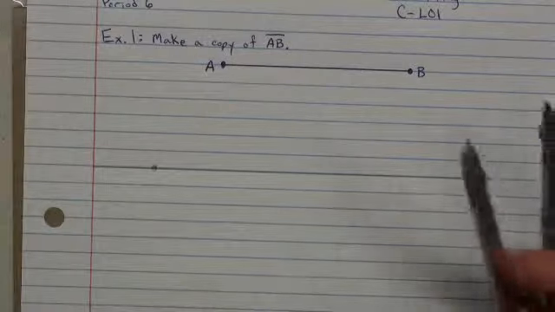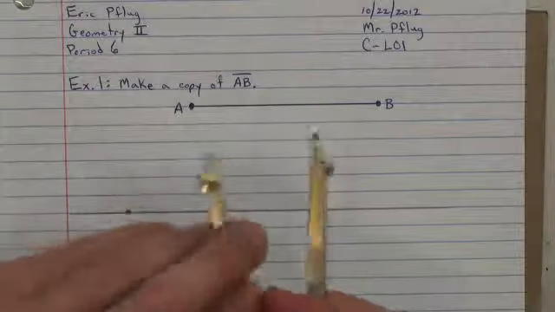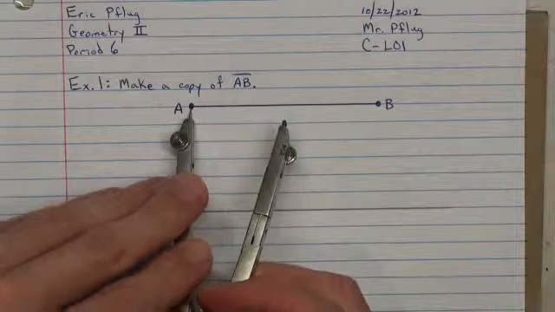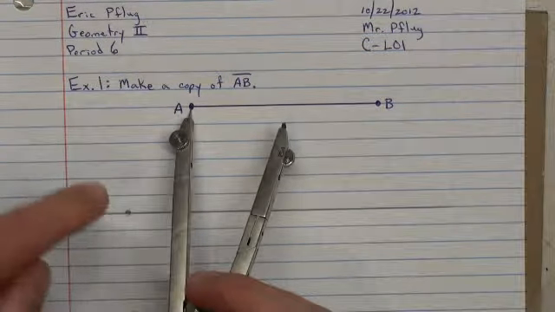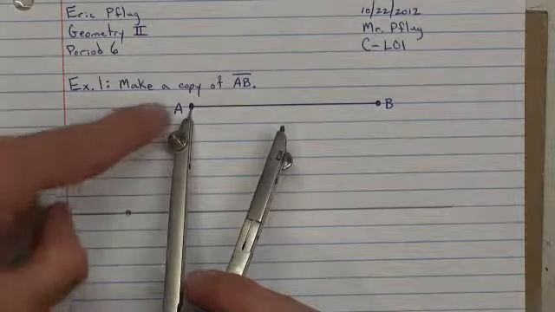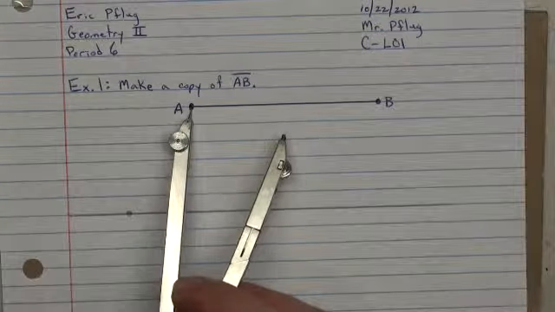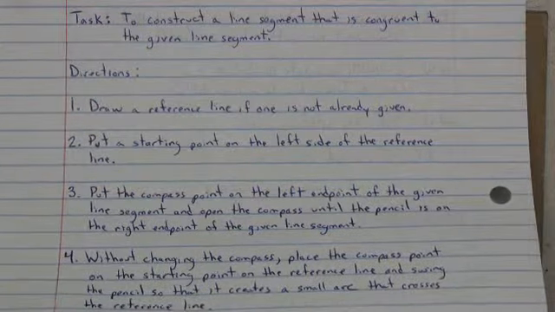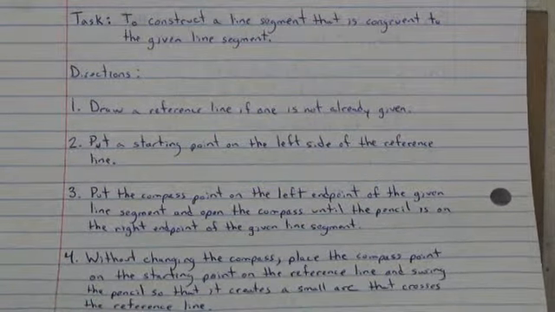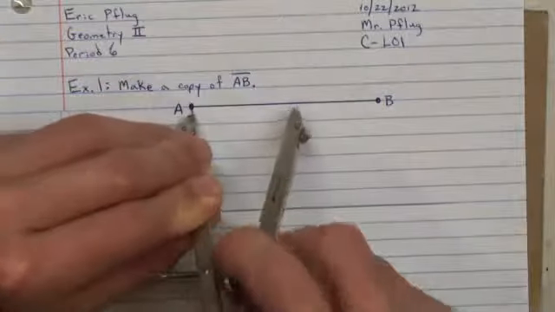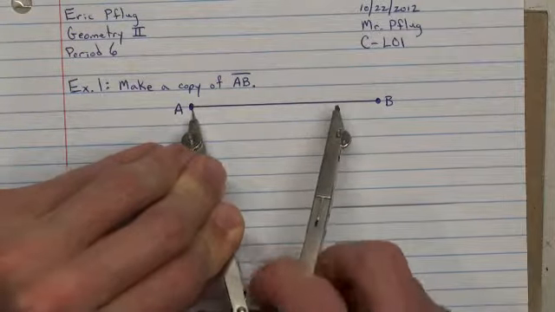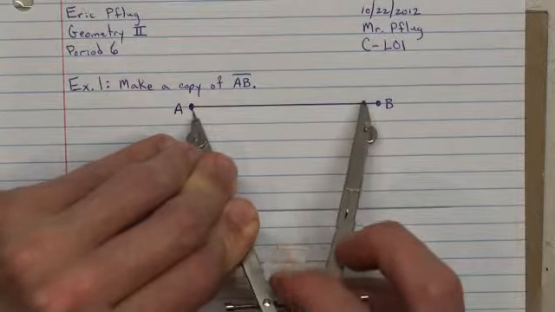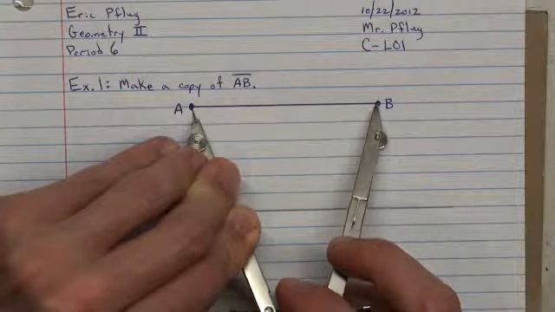So that means take the compass, and this is the compass point, put it on the left end point, okay, of the given line segment. This is the given line segment, so I'm putting it on the left end point. Okay, that's A. And then it says, and open the compass until the pencil is on the right end point of the given line segment. So now I'm opening my compass with the wheel, okay, until my pencil, which is the other side of the compass, is on the right end point, which is point B in this example.